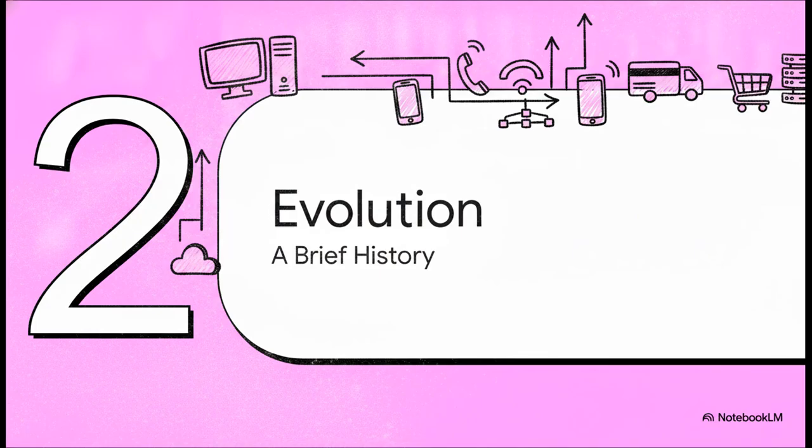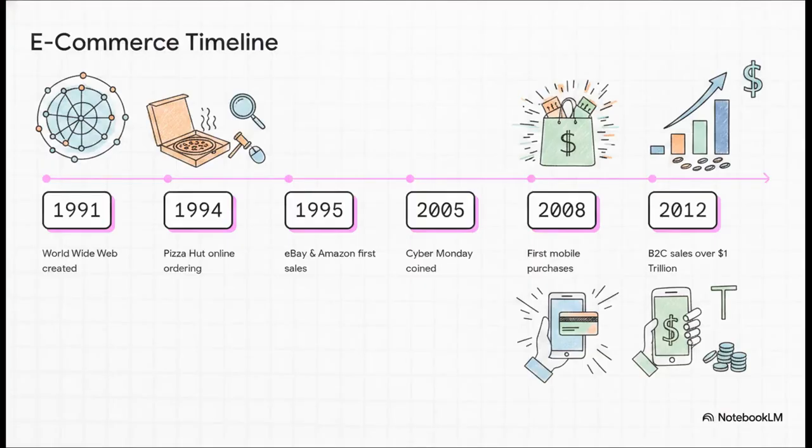All right, moving on to Section 2, the evolution of e-commerce. Let's take a quick look at the history of how this massive digital infrastructure was built, because it definitely didn't happen overnight. It is just wild to think that this all kicked off with the creation of the World Wide Web back in 1991. And get this, just 3 years later, in 1994, someone was actually ordering a pizza from Pizza Hut online. Initially, it was mostly just about submitting documents electronically.